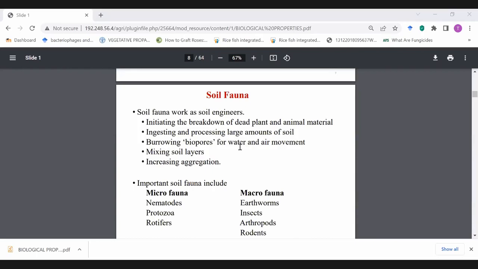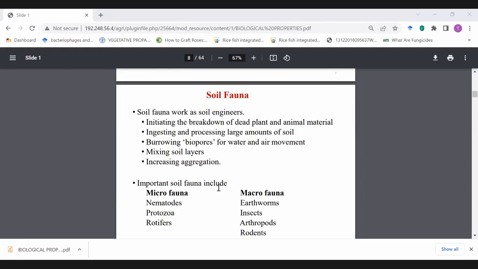Soil fauna. Soil fauna means the animals which are living in soil. These help in improving the soil's characteristics, mainly in soil engineering. Other than that, they initiate the breakdown of dead plants and animals, that means they initiate the decomposition. They are also largely involved in ingestion and soil forming processes.